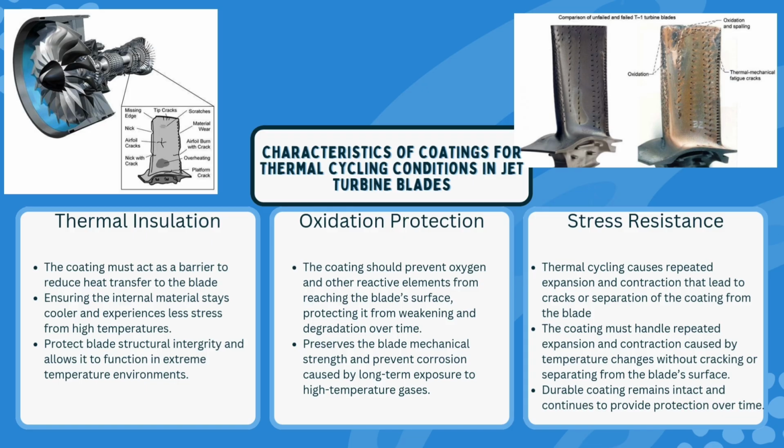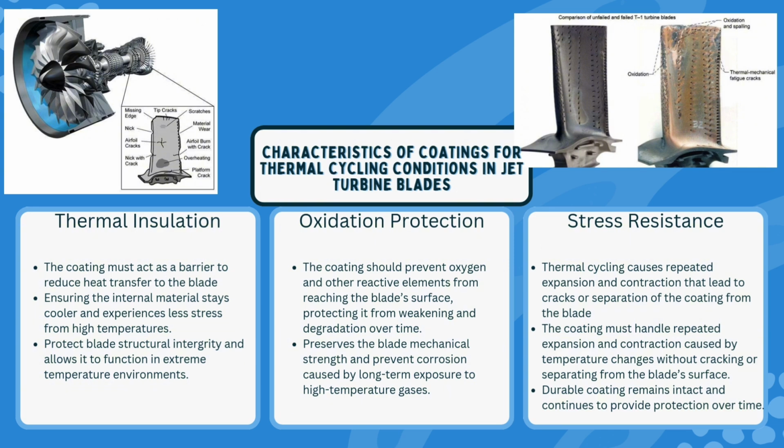For the characteristics of a coating for thermal cycling conditions in a jet turbine blade, the first characteristic the coating must have is thermal insulation. The coating must act as a barrier to reduce heat transfer to the blade, ensuring the internal material stays cooler and experiences less stress from high temperature. This is important because we need to protect the blade's structural integrity and allow it to function in extreme temperature environments.